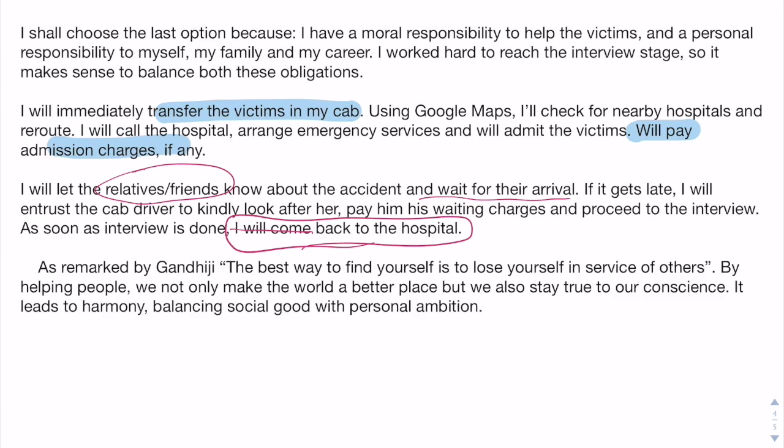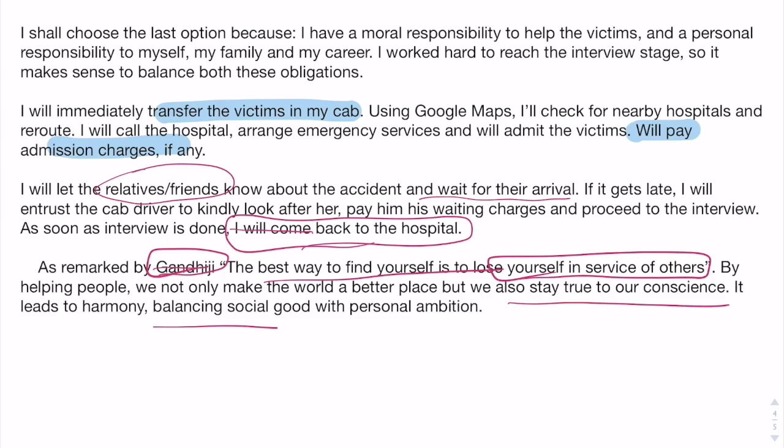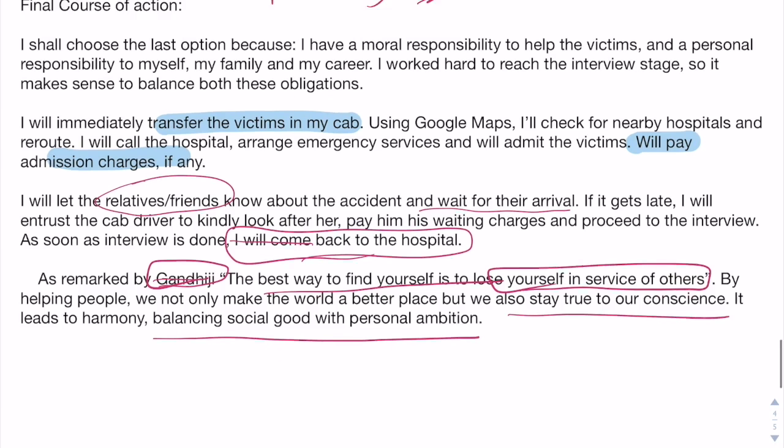Towards the end, you can quote Mahatma Gandhiji's saying, which is the best way to lose yourself is to lose yourself in the service of others. This acts as a strong substantiation for your stand and ensures that you end the answer on a positive note. So this is how you answer a basic case study.